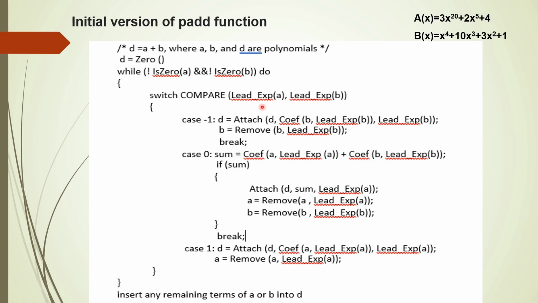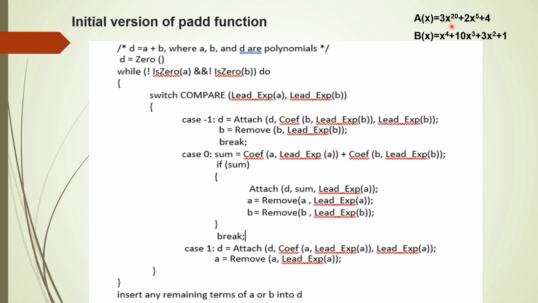The compare function will compare two values. What are those two values? The leading exponent of the first polynomial and the leading exponent of the second polynomial. If the first value is greater than the second value, it will return 1. If the first value is less than the second value, then it will return -1. If both are equal, then it will return a value 0. So in our case, the first value is 20, the second value is 4. So the first value is greater than the second value. Therefore, the compare function will return a value 1, so it goes to case 1.